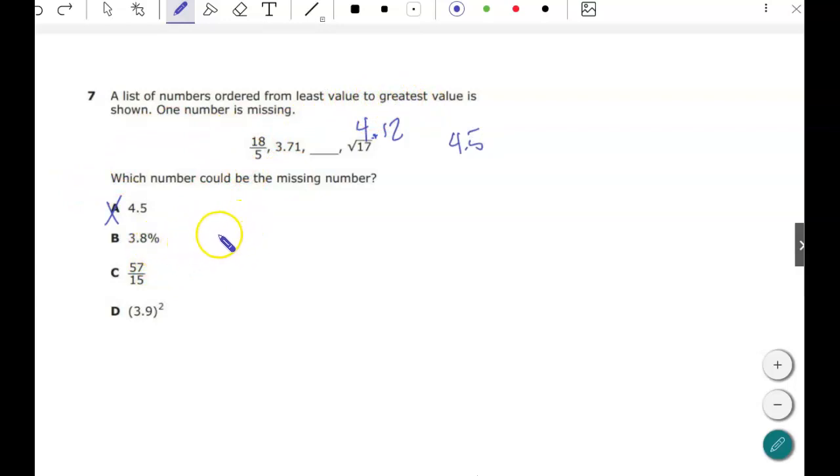3.8% is actually, when you change that to a decimal, it looks like this. So let's do 57 divided by 15. Oh, I did times, whoops. That's 3.8. That one is definitely looking like it's the answer. Because if you square 3.9 on that last one, that's definitely too big. That's like 15.21.